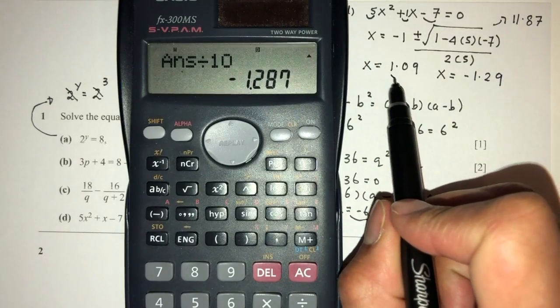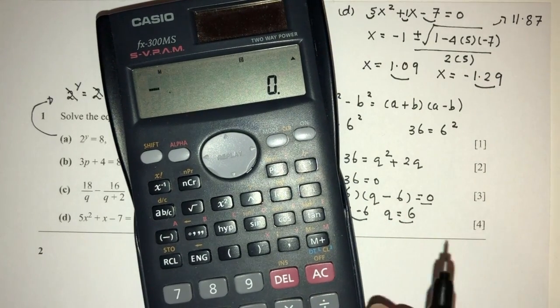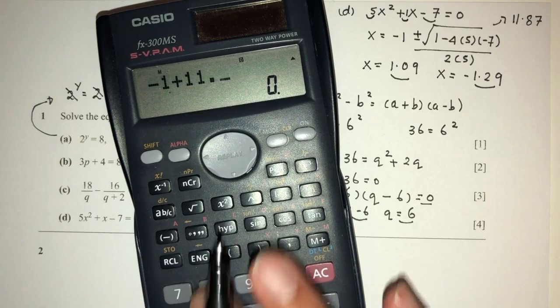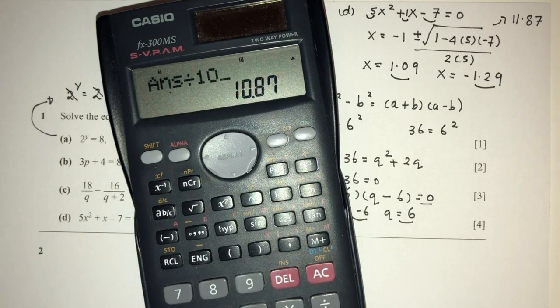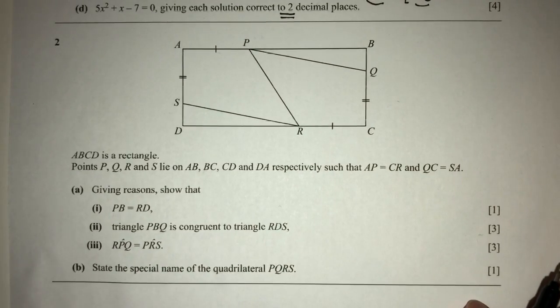So these will be the two values of x for part D. Let's double check. So minus 1 plus 11.87 divided by 10. Okay, so that is fine. That will be your question number 1. Now let's move on to question number 2.